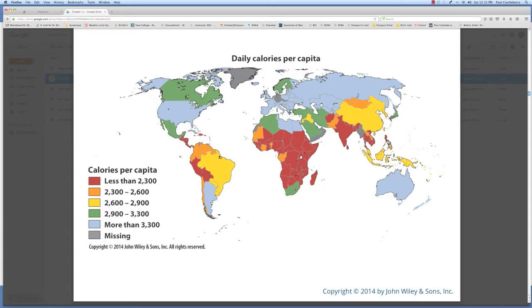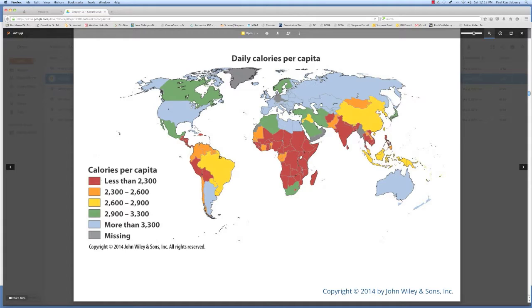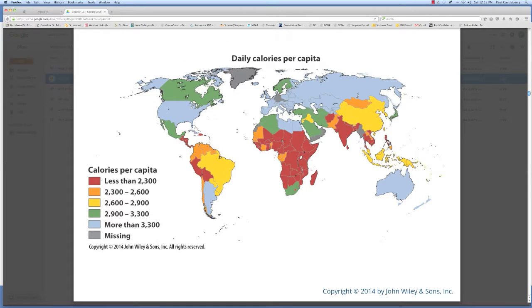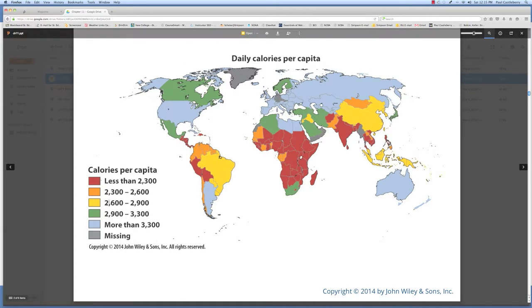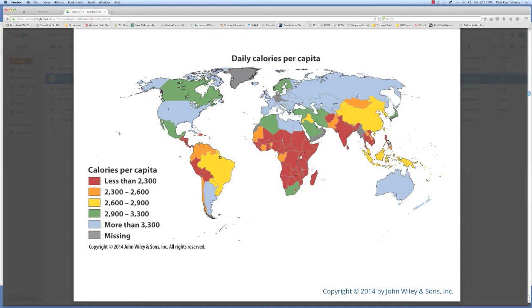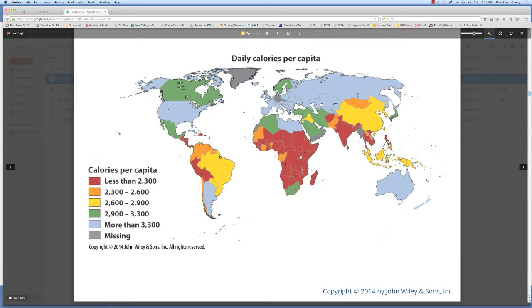But the developed world, which you see up here, Russia and Europe, and in Australia, you see that have more than 3,300 calories. And then you have other regions of the world that are anywhere in between 2,600 and 3,000. You look at Canada, anywhere from 2,900 to 3,300 calories available per capita. So Africa is a big problem. They definitely need our help.